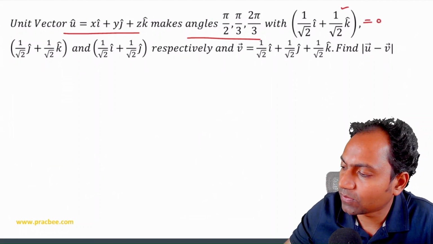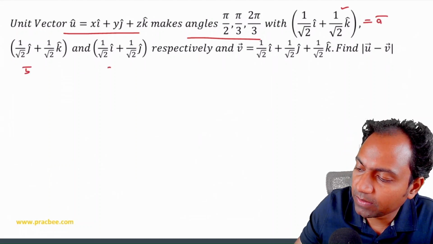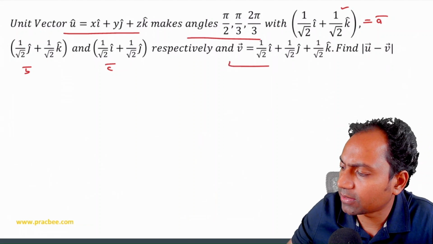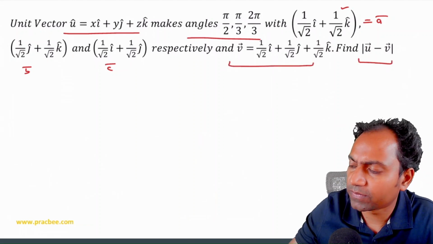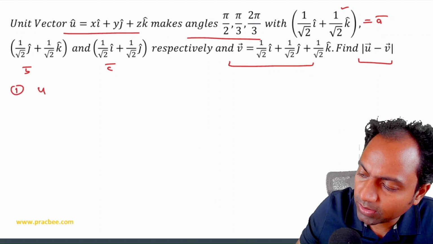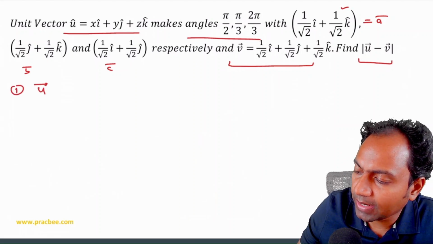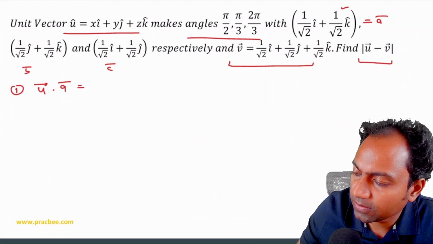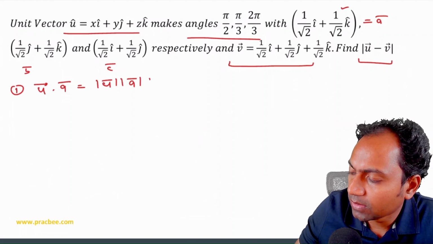Let us assume these vectors to be A vector, B vector, C vector, and then they have given another vector and they're asking the magnitude of the difference between these two vectors. So the first step would be to find the value of U vector. And in order to do that, what we can do is take the dot product with A. If I do that, it is the mod of U vector, the mod of A vector into cos of the angle between them.